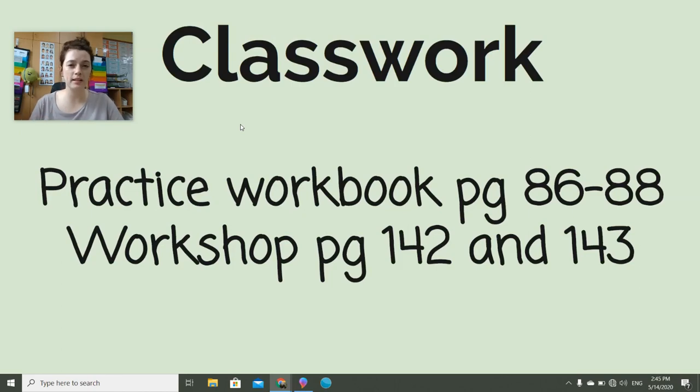We finished our spelling test. Before you start on your classwork, I would like for you to upload these 2 pictures to Class Dojo so that I can check them and not try to find who's missing their test. Okay, we talked about this yesterday.